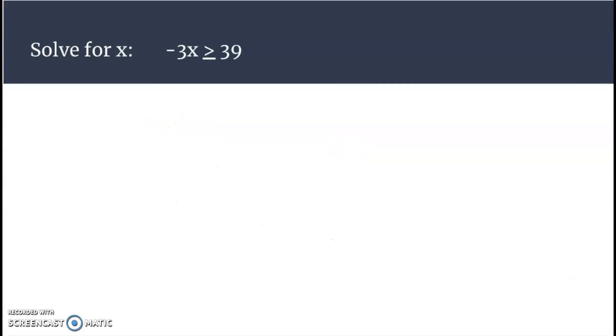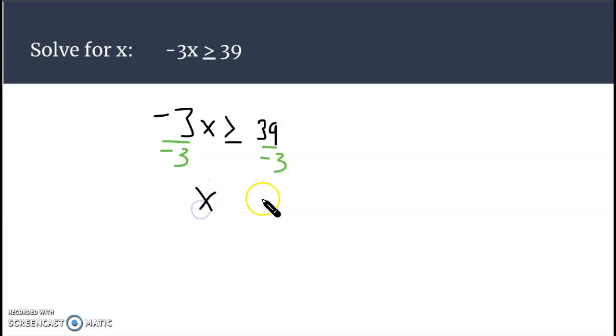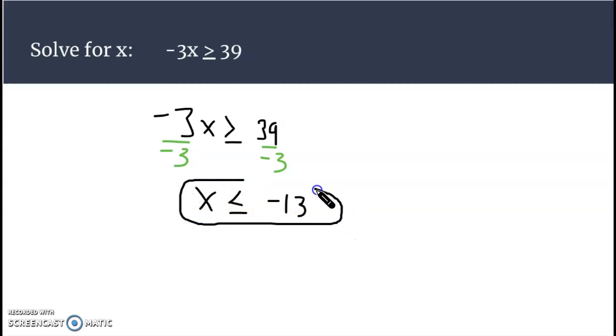Let's look at another one here. -3x greater than or equal to 39. x is being multiplied by -3, so let's do the opposite. Let's divide by -3 on both sides of the inequality. x is by itself. 39 divided by -3 is -13. But notice I divided by a negative number. The inequality then needs to switch around. x is less than or equal to -13. All numbers that are less than or equal to -13 solve this inequality and make it true.